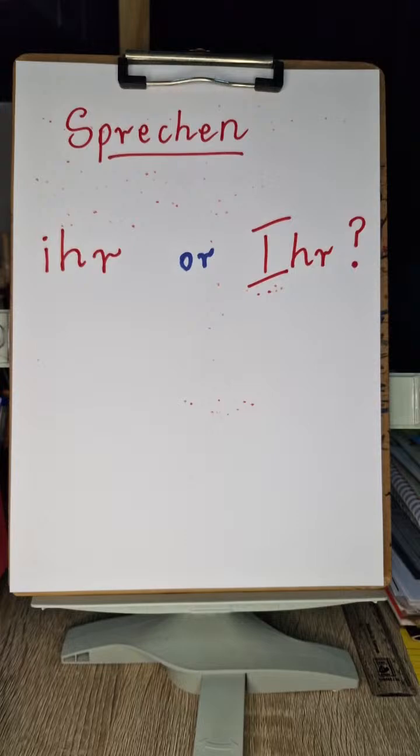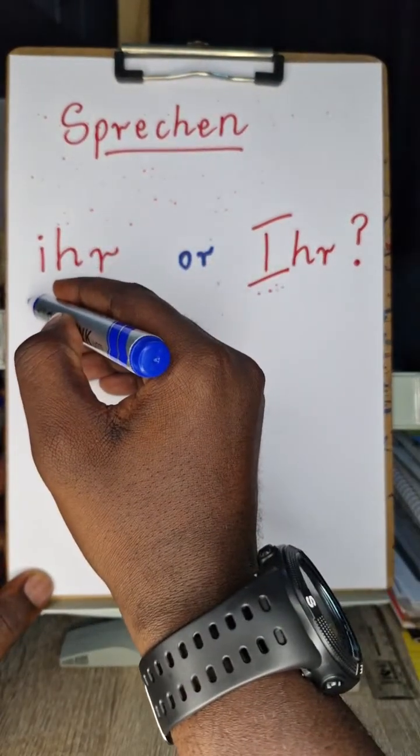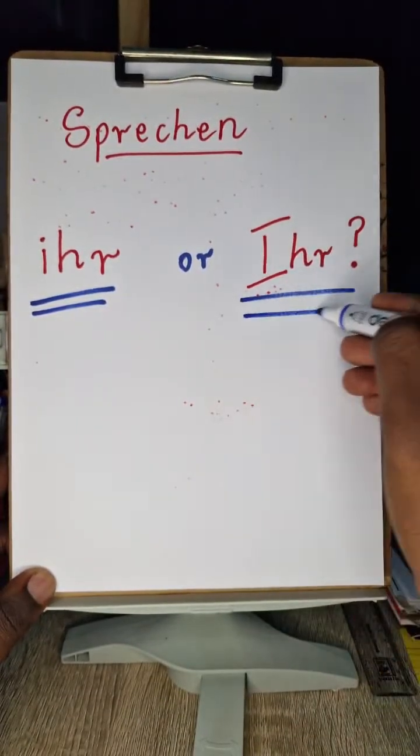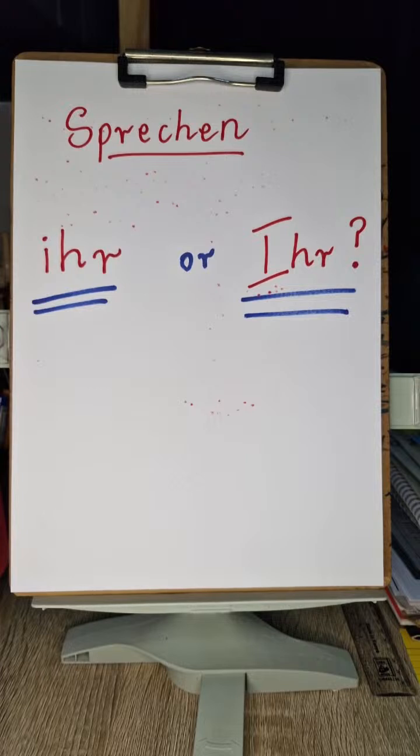Because in today's lesson, I want us to emphasize two contradicting words in German, right? Now, the two words that I'd like us to see today are "ihr" with a small i and "Ihr" with a capital I. I want us to see the two of them, to see the difference, and also when to use each one of them differently, okay?